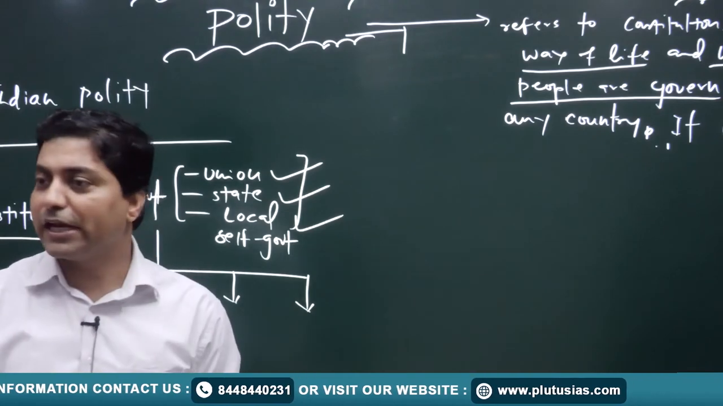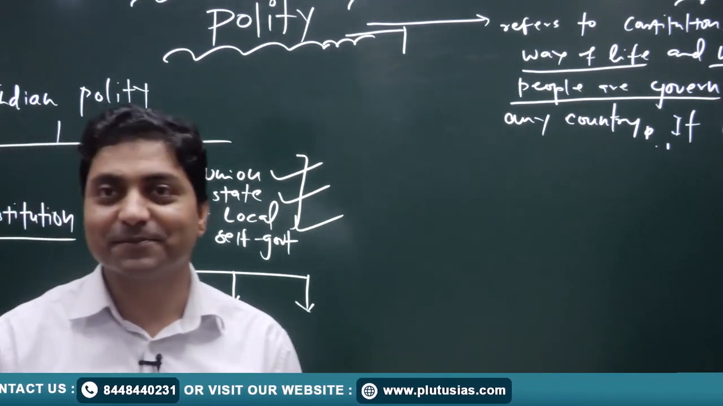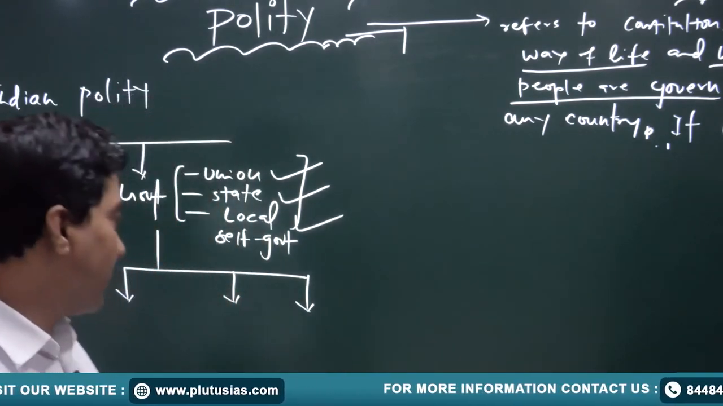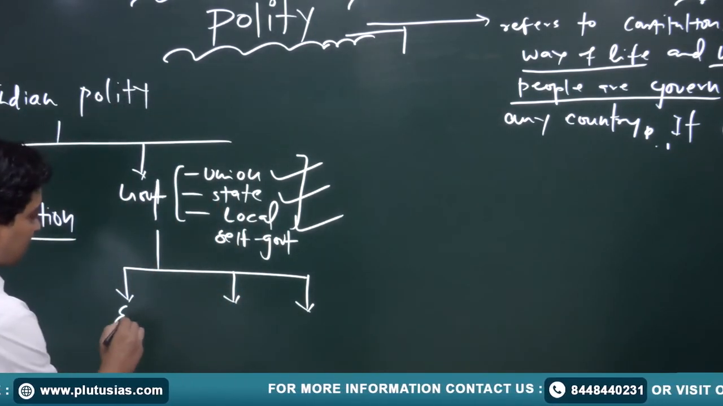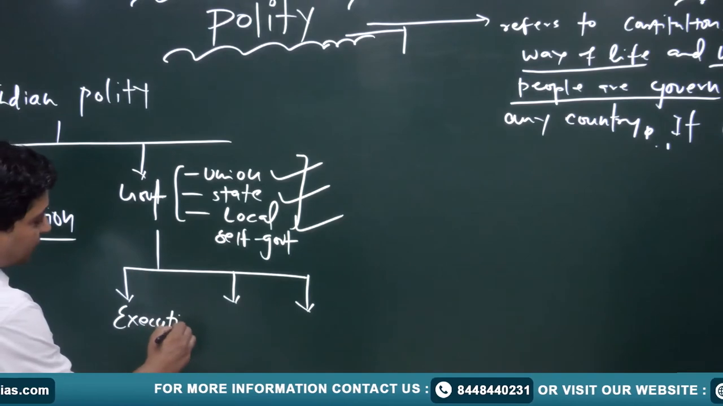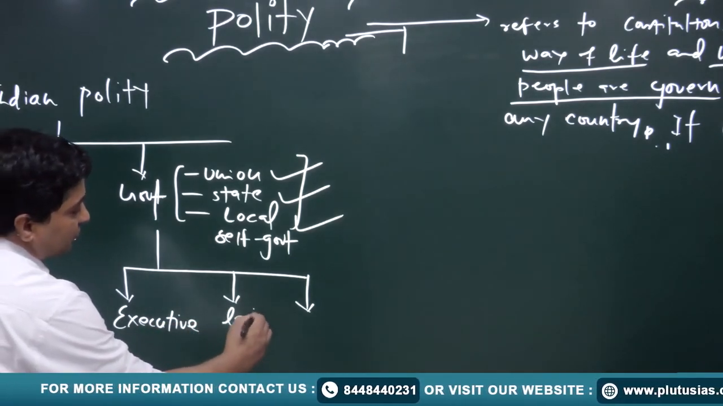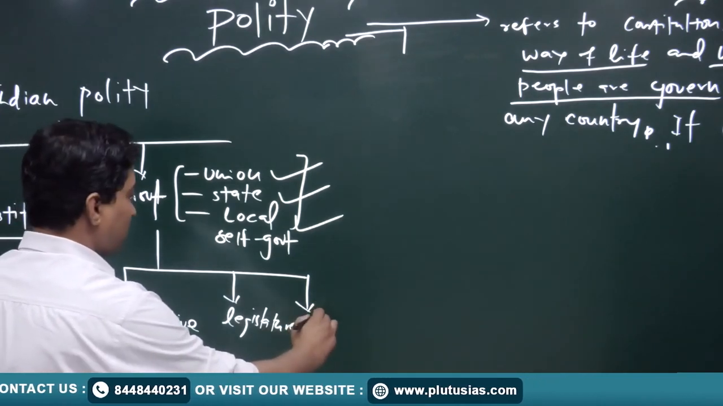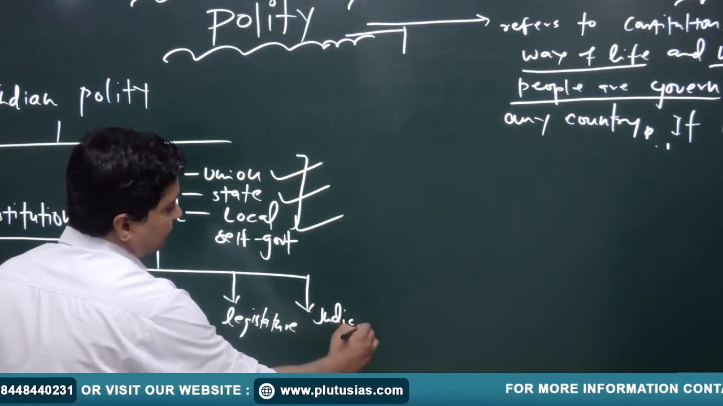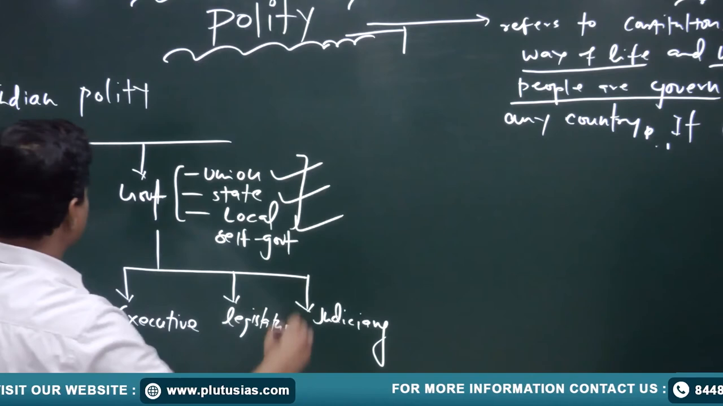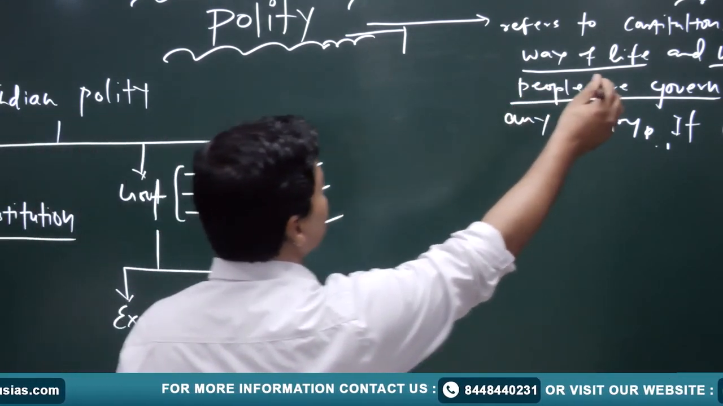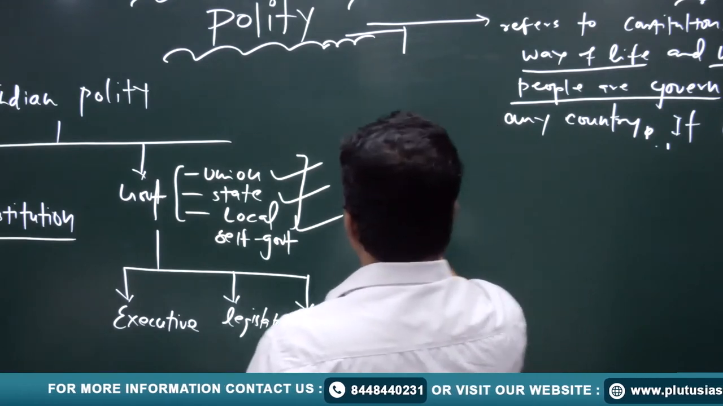Make the space inclusive and participatory. Executive, legislature and judiciary. Right? Now, we have talked about constitution, government, way of life.